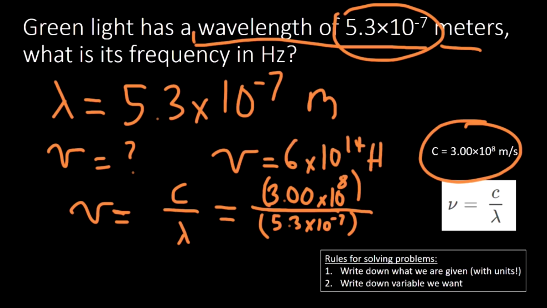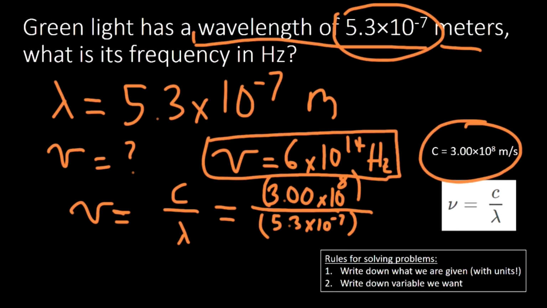Whoa, that's a big number. Remember, in scientific notation, when I write 10 to the 14th, that means there's 14 zeros after that 6. So that's a really, really, really big frequency. And that's because our wavelength is really small and light moves really, really fast. So it's a really high frequency. Now, you might ask the question, how many digits should I report here? Totally reasonable question. We're going to talk about that in more detail later in the class. For now, just write 1 or 2 digits and that'll be great.